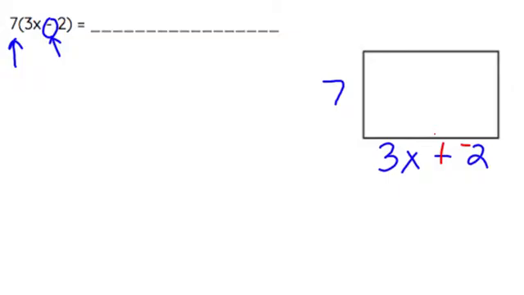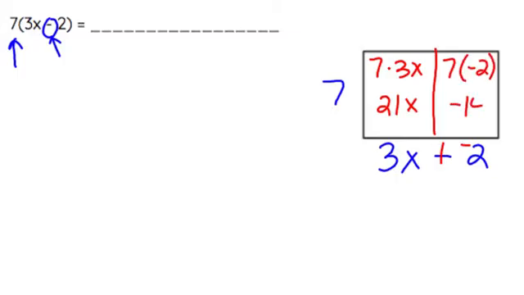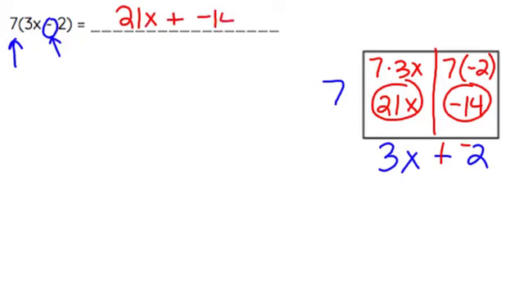So now I can draw my line where I see that plus sign. To the left, I'm going to do 7 times 3x, which will just give me 21x. And to the right, I'm going to do 7 times negative 2, which is negative 14. And so now if I add those two areas that I got, it's just 21x plus negative 14.